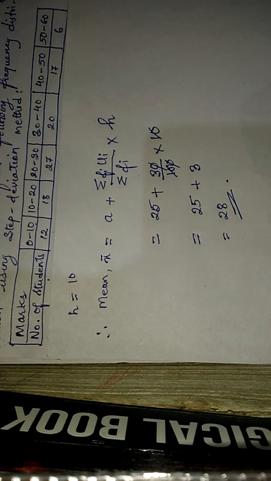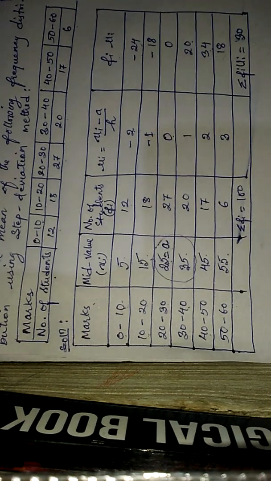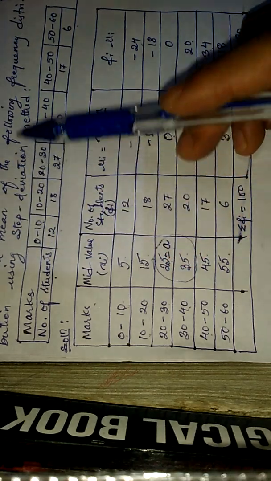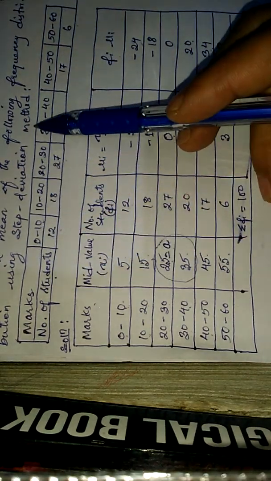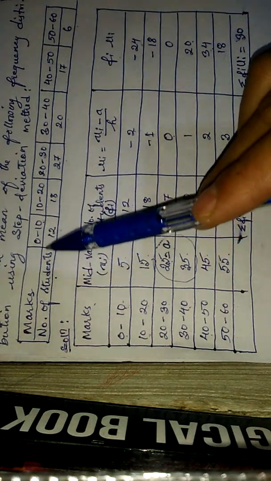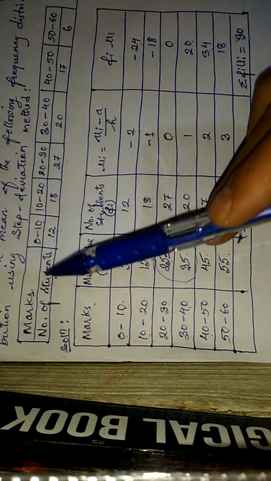Okay, let's go through it again. Here we have a question: find the mean of the following frequency distribution using the step deviation method. We are given a table of marks and number of students. Here marks indicate the class interval and number of students indicates the frequency.